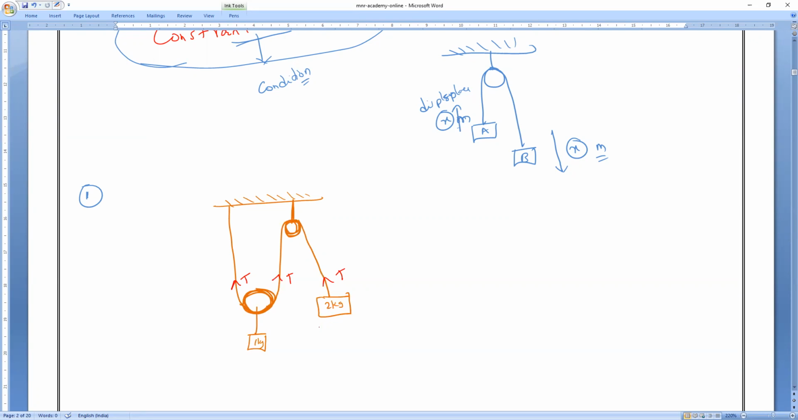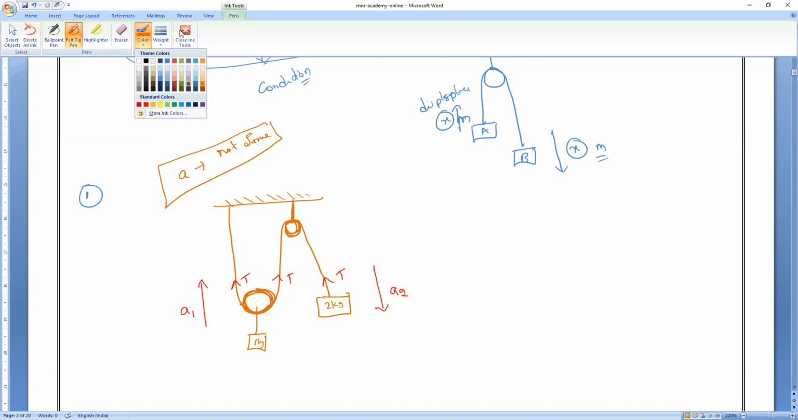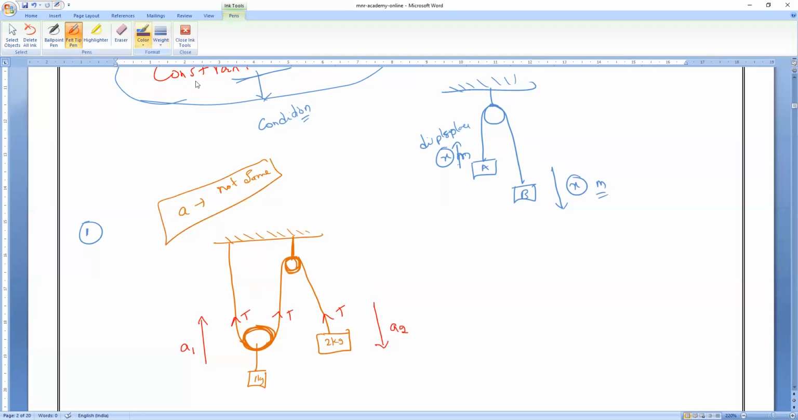Now just imagine the acceleration of this body, this pulley, is going in the upward direction, which is A1. So this body is coming in the downward direction. With the same acceleration or a different acceleration? The acceleration is not the same, please remember. That is the condition I am putting. So the acceleration of this body is A1, and the acceleration of this body is A2.